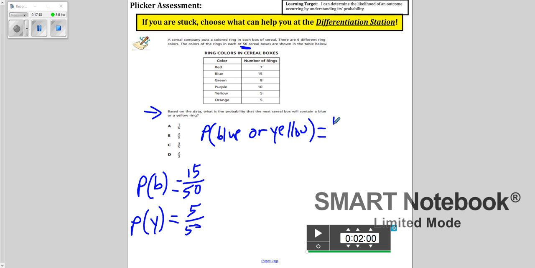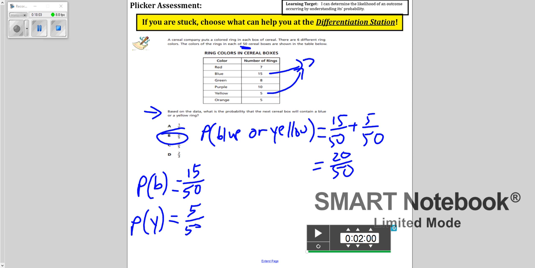So 15 over 50 plus 5 over 50 equals 20 over 50, and 20 over 50 simplifies to 2 over 5. You also could have just added them right away. There was 15 blue, 5 yellow, so that's 20, and then a total of 50.